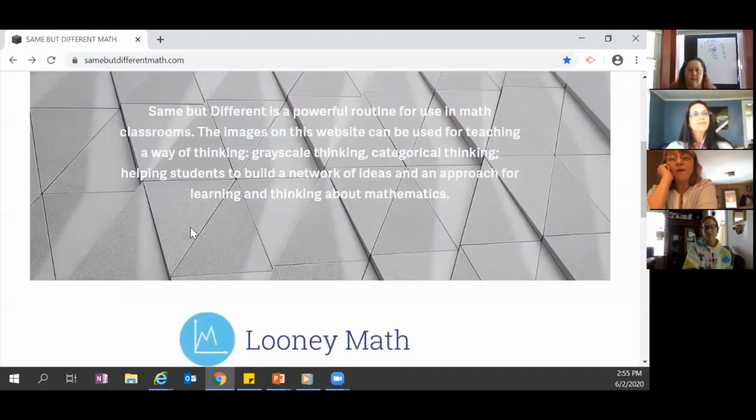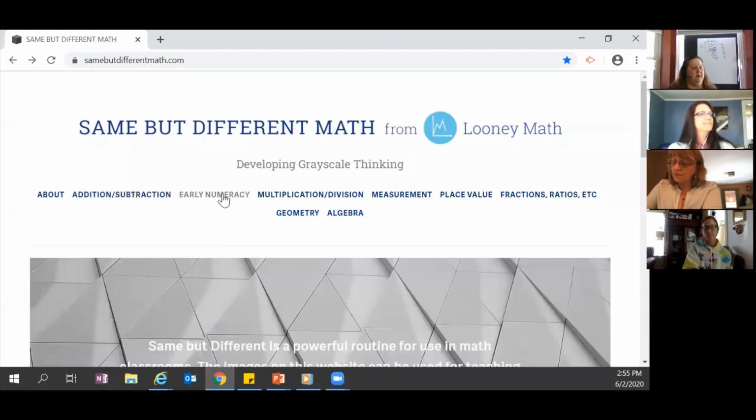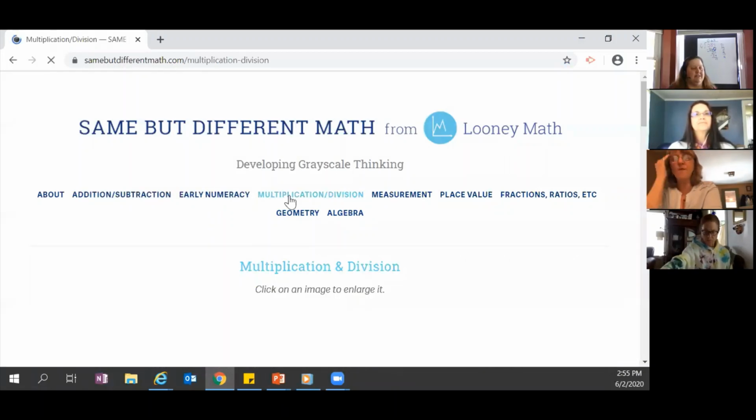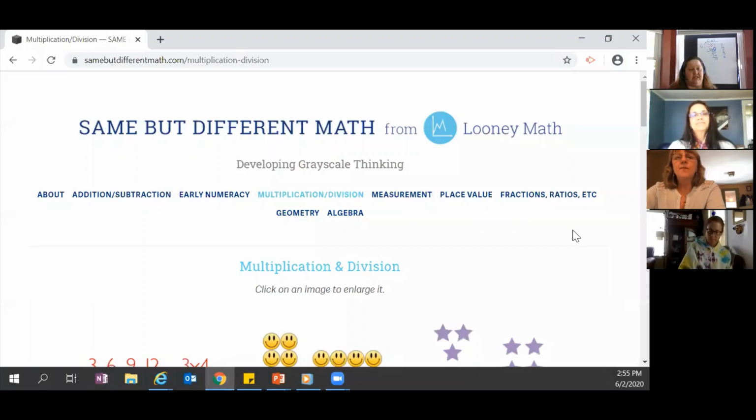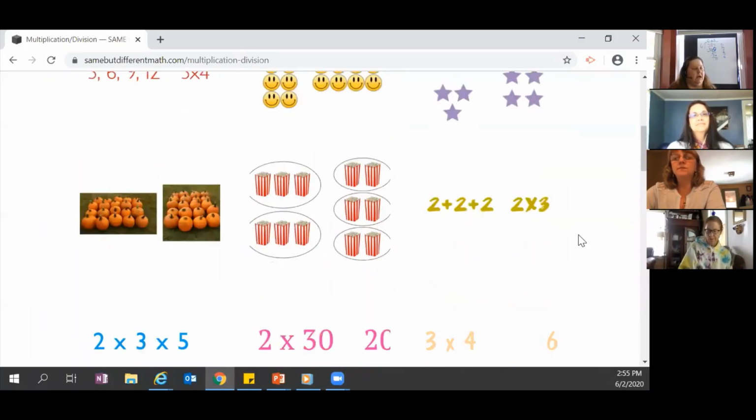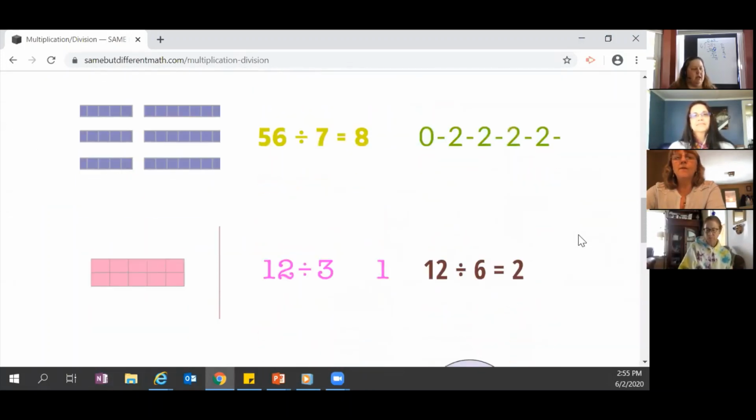Oh, yeah, and is this free? It is a free website, yep. All of these are different representations. You might find different pictures that you might like to use.